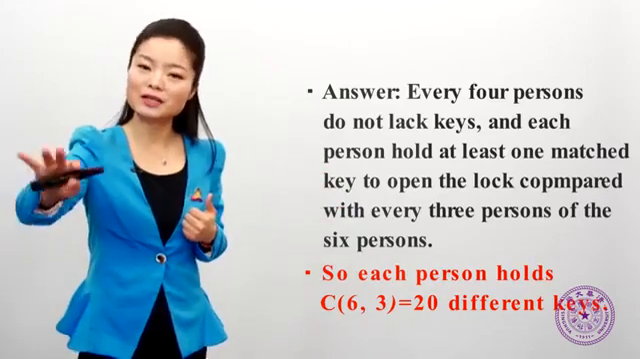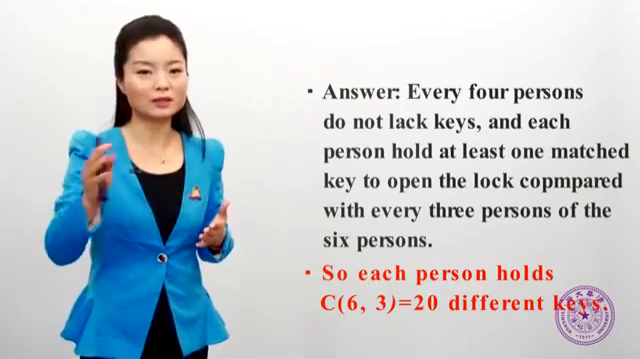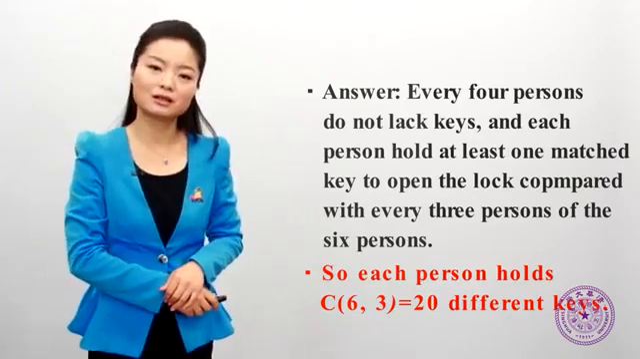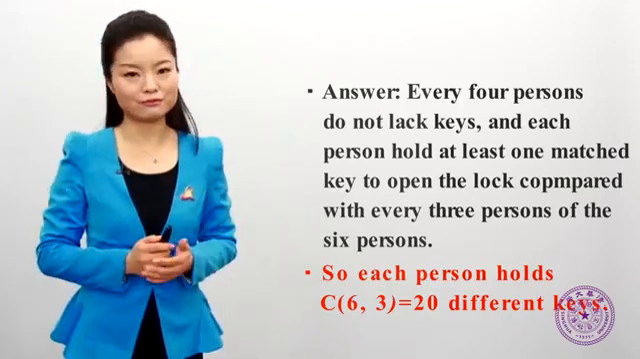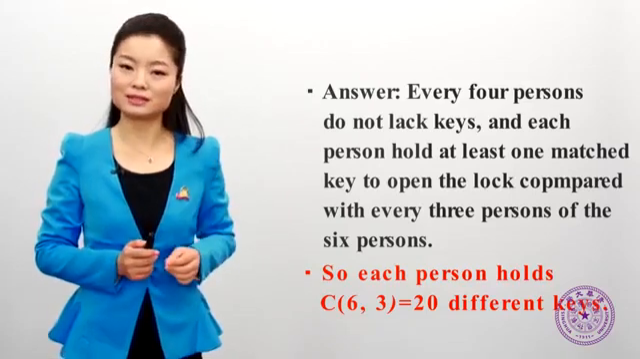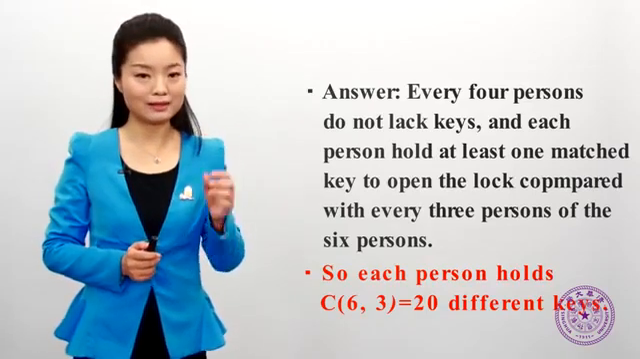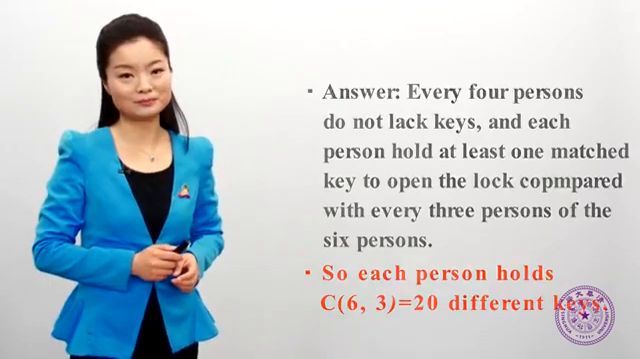Only if I have this many keys, I could guarantee that with any 3 members among the 6, I could open the lock. So although this problem seemed very complex, with careful analysis, we could get an easy combinatorial model. We just introduced different kinds of permutations and combinations.